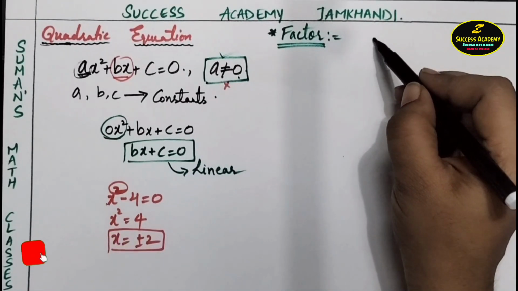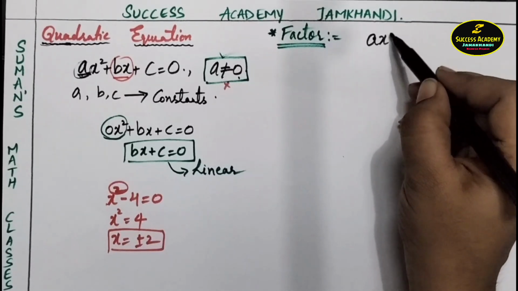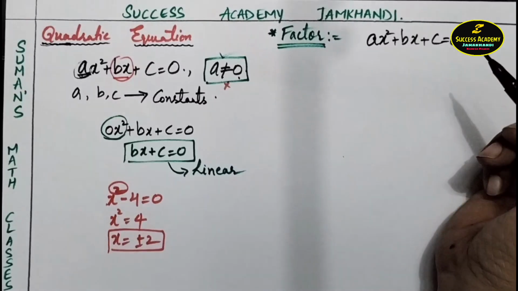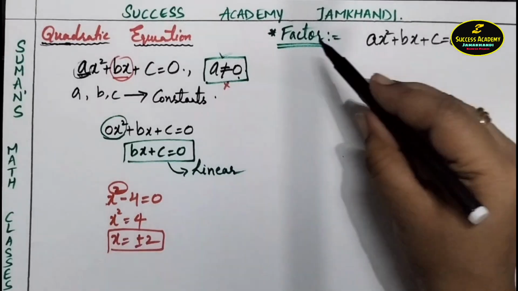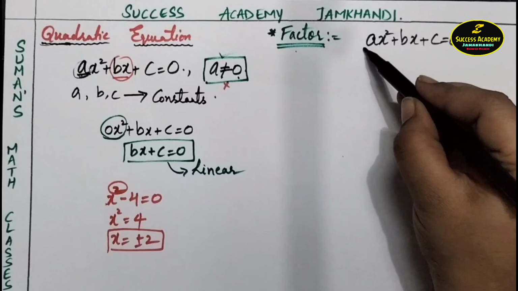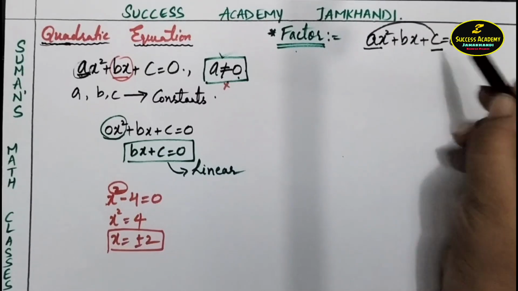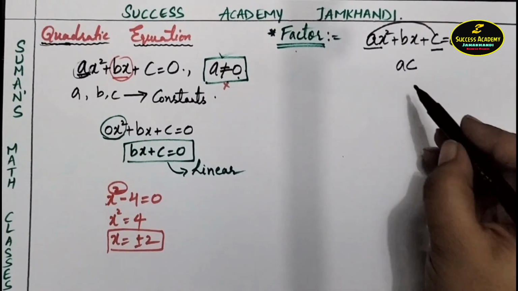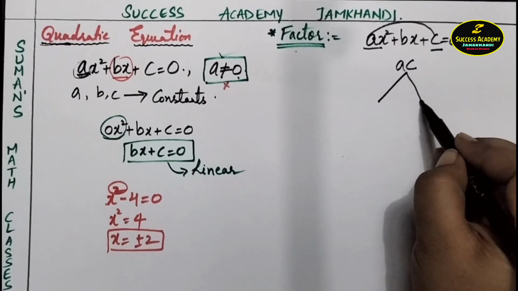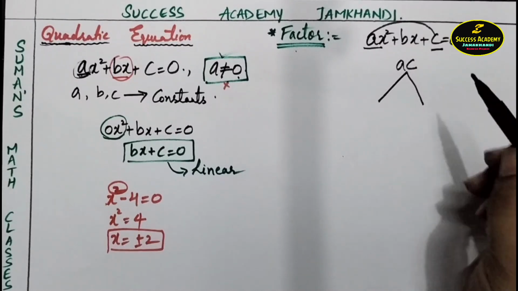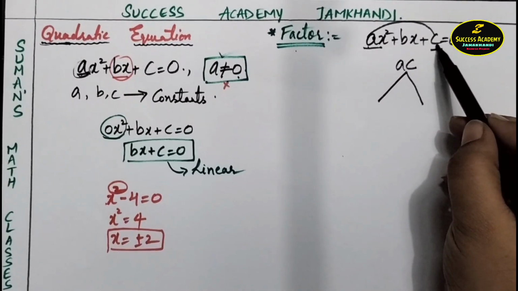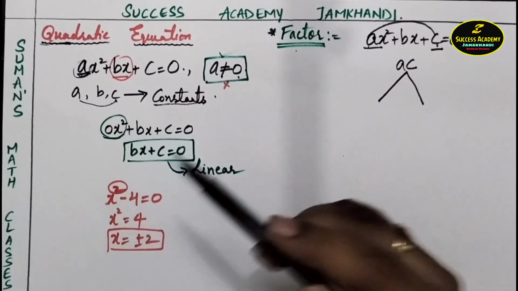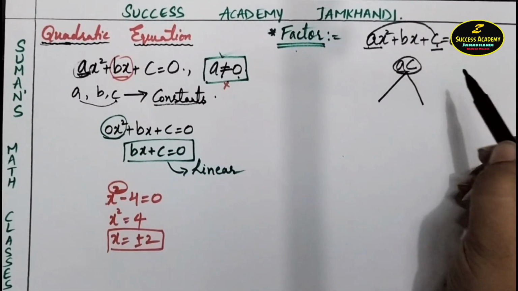Let me take first the general equation, that is ax square plus bx plus c equals 0. Then the first step in the factor method: multiply a with c, find the product of ac. Then bifurcate this number. Because a is a constant and c is also a constant, if you multiply both constants you will get another constant. So you are going to get one constant result here.